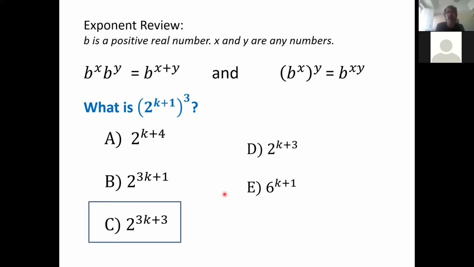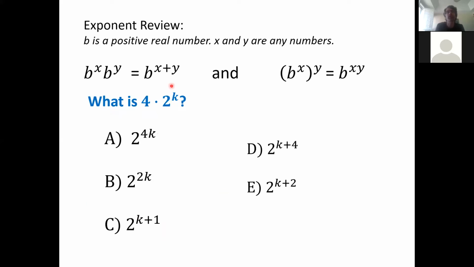Right. Okay, let's continue. So 4 times 2 to the k. Which of these is it going to be? So 4 is what? It's 2 to the second power. Yes, so it's this one, because this is 2 to the second. So it's 2 to the second times 2 to the k, it's 2 to the 2 plus k. So it's okay.